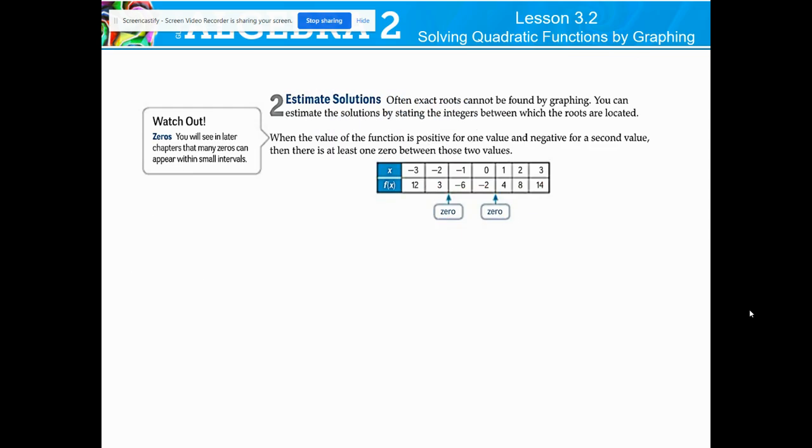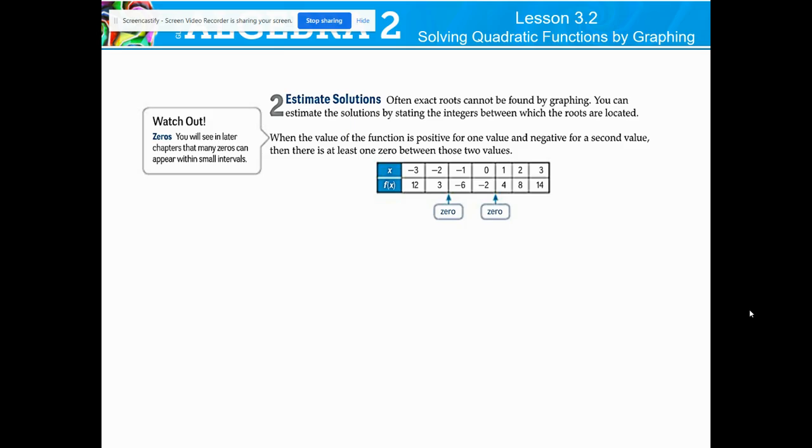Estimating solutions. Often exact roots cannot be found by graphing. You can estimate the solutions by stating the integers between which the roots are located. You can see this in a table of values if you put it in your graphing calculator. And you can see f of x, which is the y, changes signs between negative 2 and negative 1 for the x values. So somewhere in between negative 2 and negative 1, it must have hit 0.